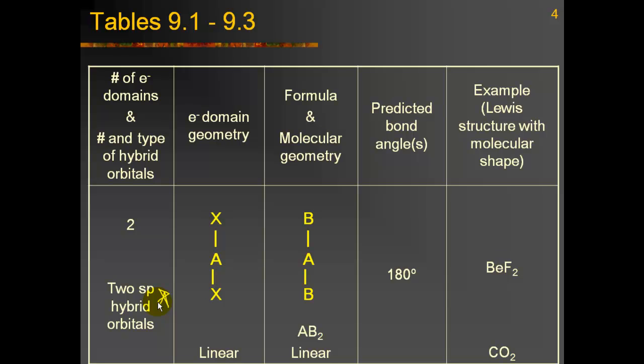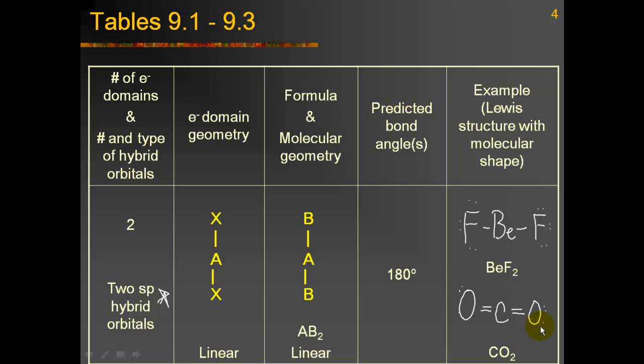The molecular geometry is very similar. The bond angle will be 180 degrees. And the examples of this are beryllium fluoride and carbon dioxide. Now, carbon dioxide is a double bond between each oxygen and carbon. But remember, double bonds are a single electron domain.